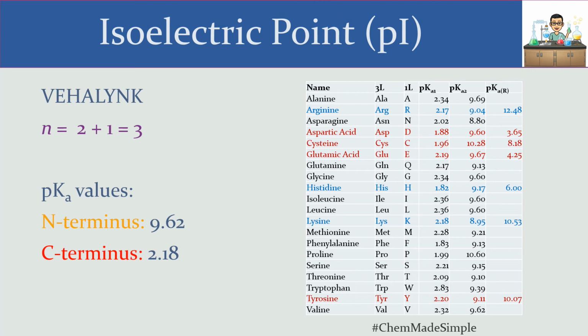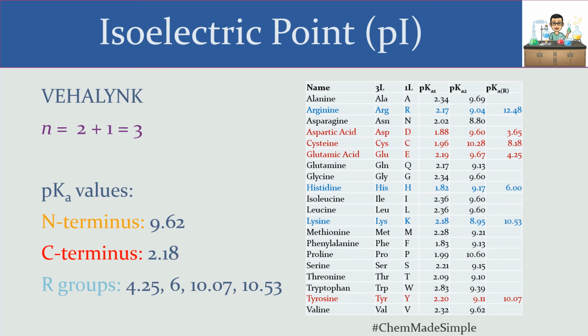Any amino acids that have a value in the pKa-R column are ones I need to list out as well. Glutamic acid is on that list, histidine's on that list, tyrosine's on that list, and lysine's on that list. So let's write out their pKa values. For glutamic acid, the R group value is 4.25. Next is histidine, that's going to be a 6. Next is tyrosine, that's 10.07. And the one after that is lysine, and that is 10.53. So here are all our pKa values put together.